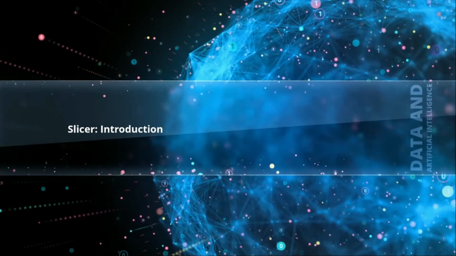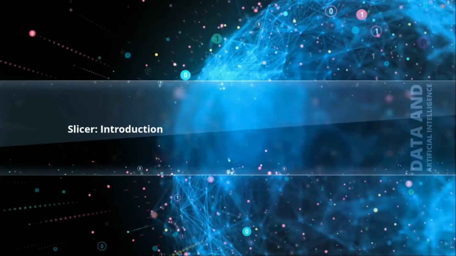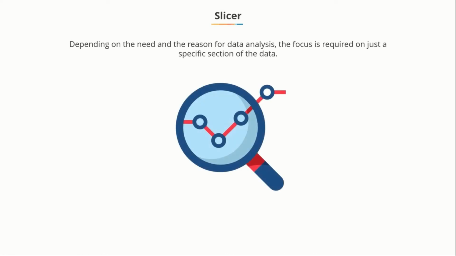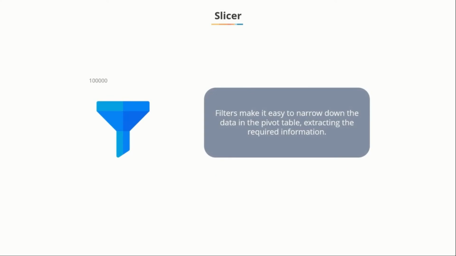Now, let us move on to the topic slicer. Sometimes, depending on the need and the reason for the data analysis, the focus is required on just a specific section of the data. The filters feature available in Excel makes it quite easy to narrow down the data in the pivot table, extracting the required information.